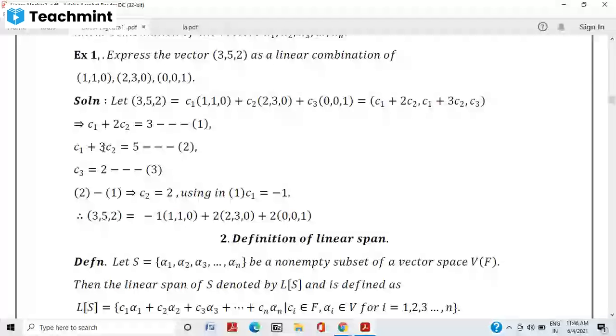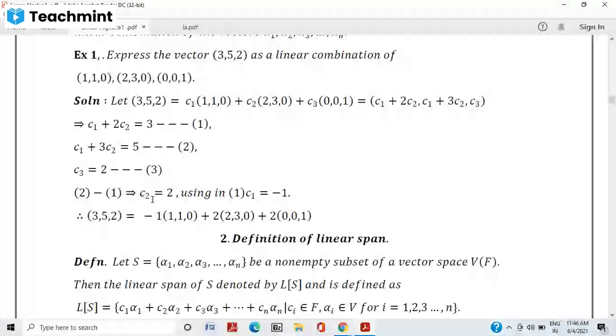Then next, what do we get? 3C2 minus 2C2, what is it? C2 is equal to 5 minus 3. What is 5 minus 3? 5 minus 3 is 2. That means C2 also we got as 2.